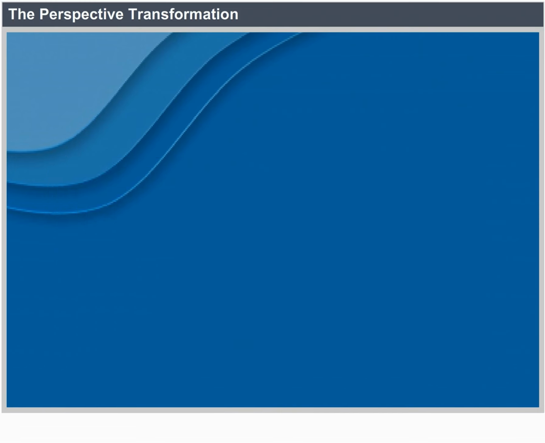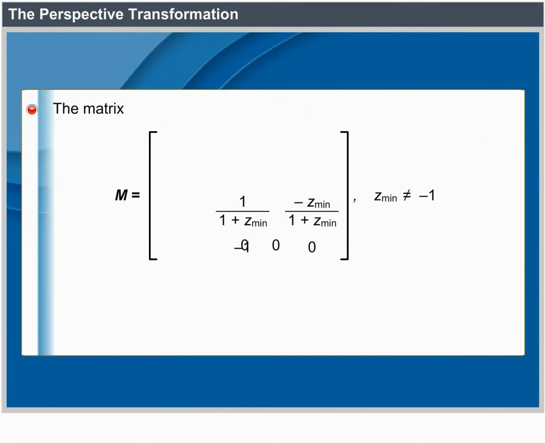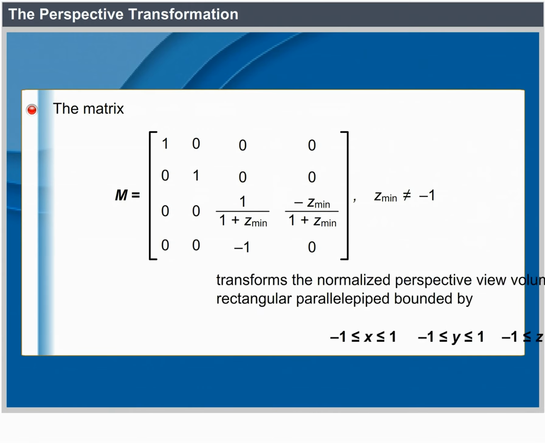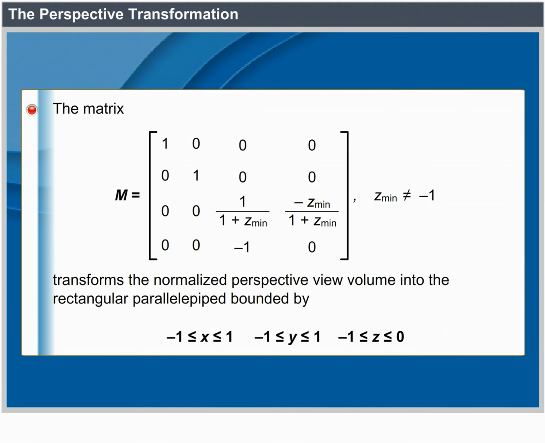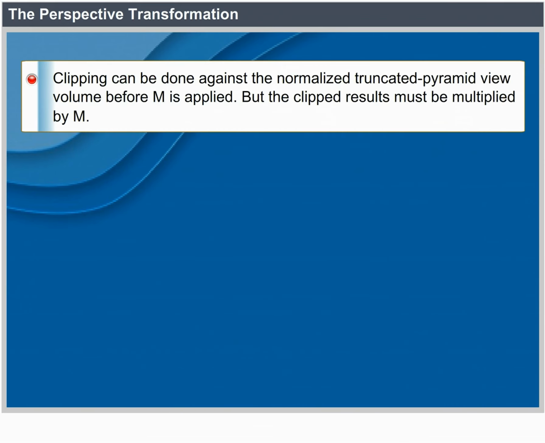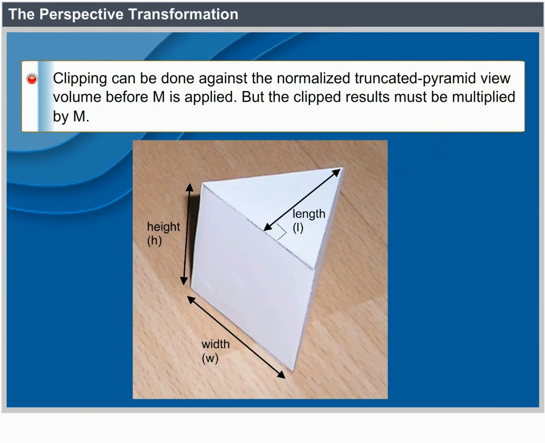The matrix M shown transforms the normalized perspective view volume into the rectangular parallelepiped bounded by x lying between -1 and 1, y lying between -1 and 1, z lying between -1 and 0. Clipping can be done against a normalized truncated pyramid view volume before M is applied, but then the clipped results must be multiplied by M.